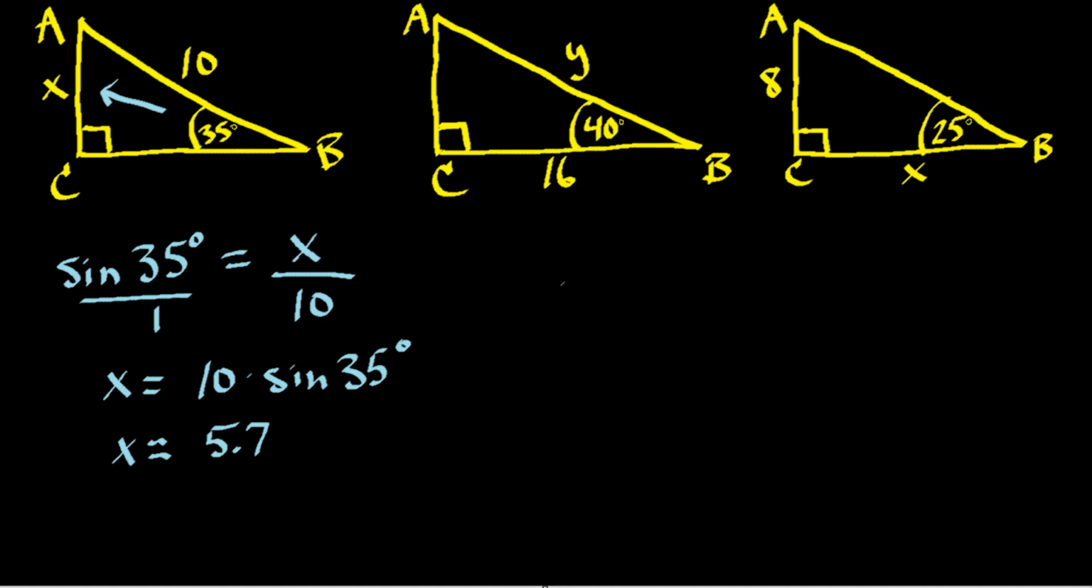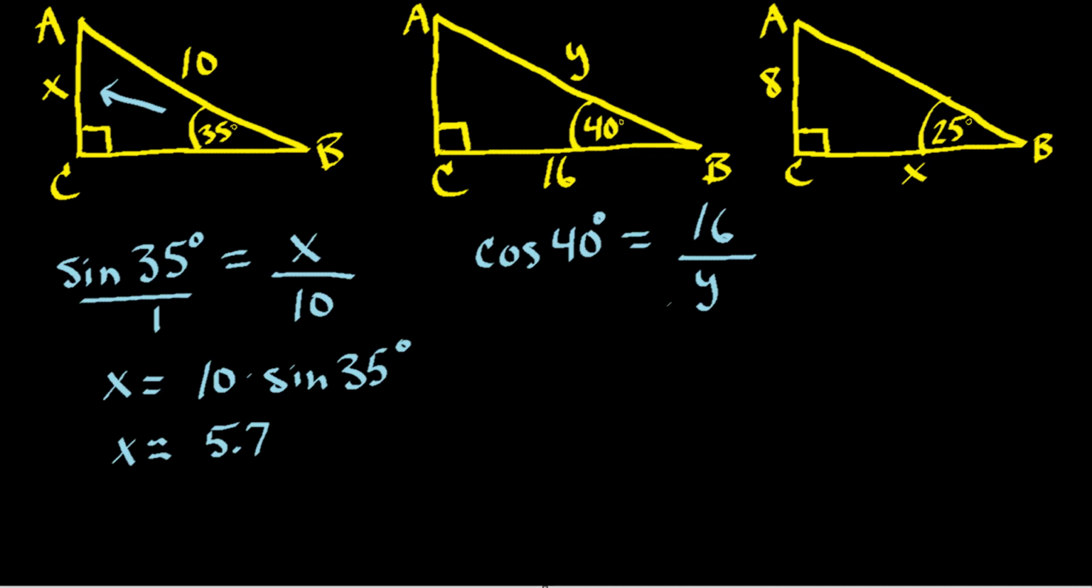For this second triangle, we are given this 16 value down here, and we're trying to solve for y. Which trig function should we use? Cosine, sine, or tangent? If you said cosine, you are correct. Cosine of 40 degrees equals the adjacent side of 16 divided by y.